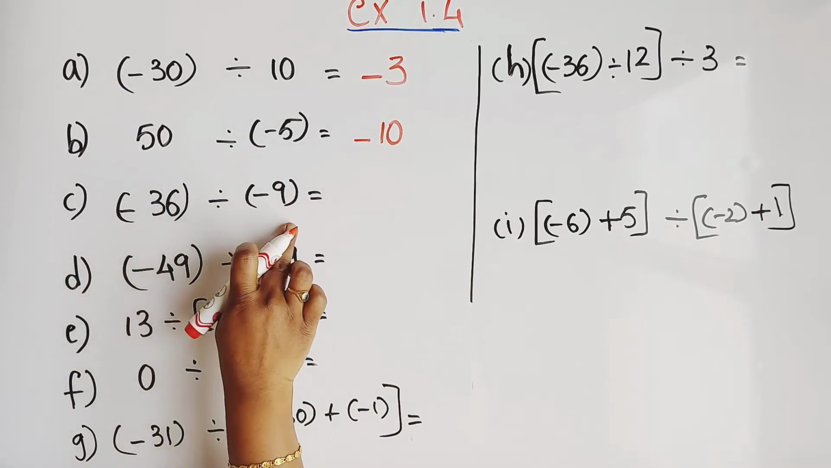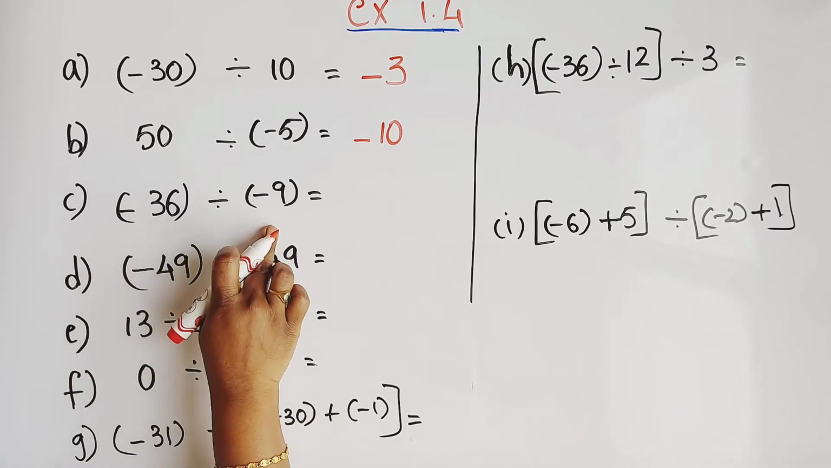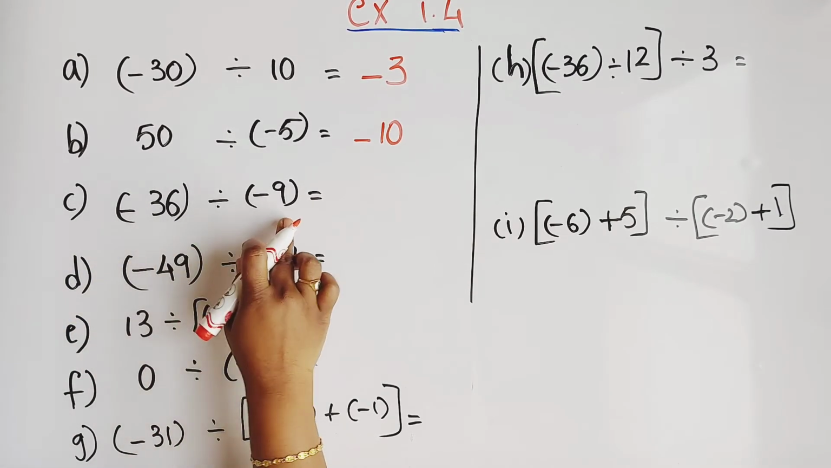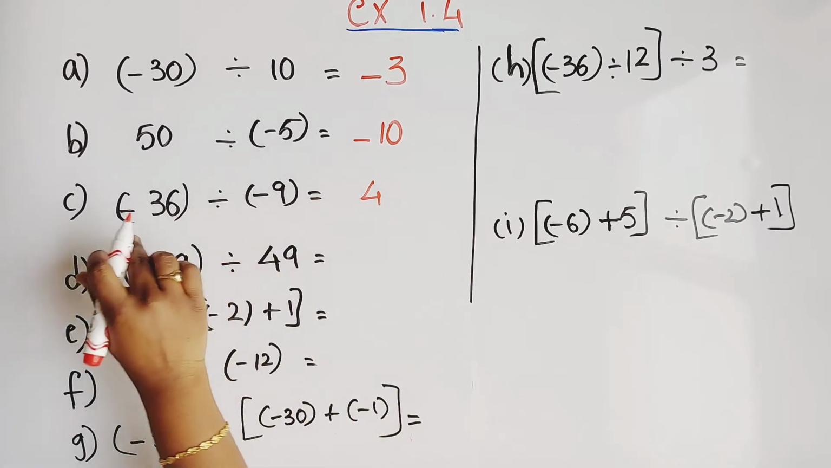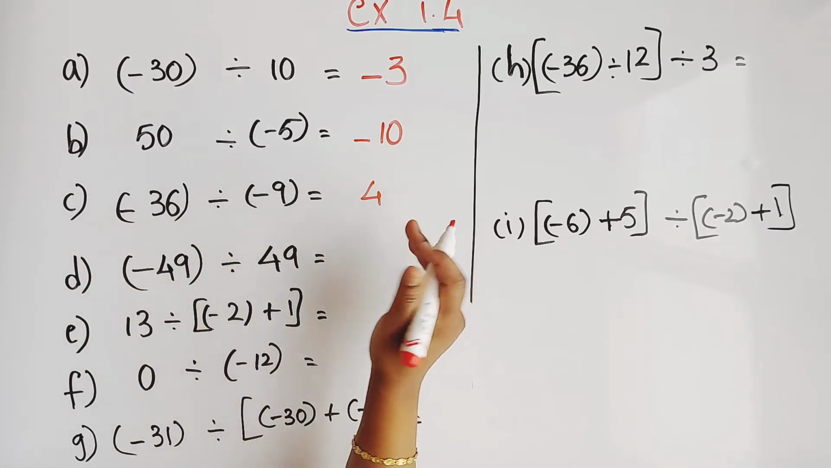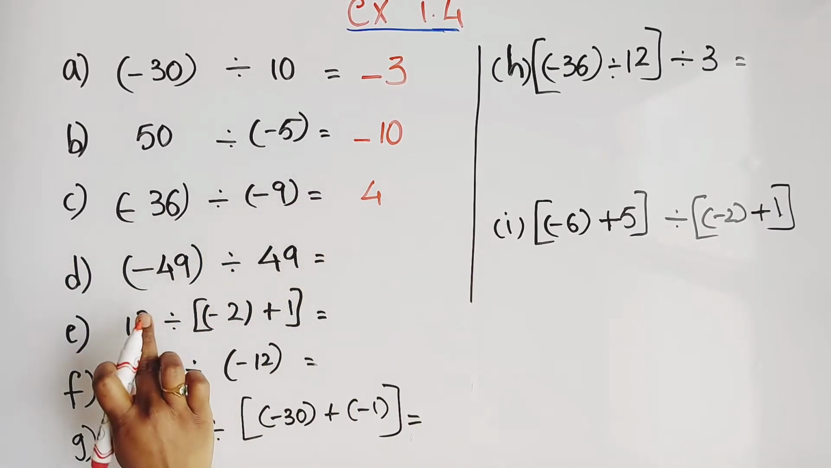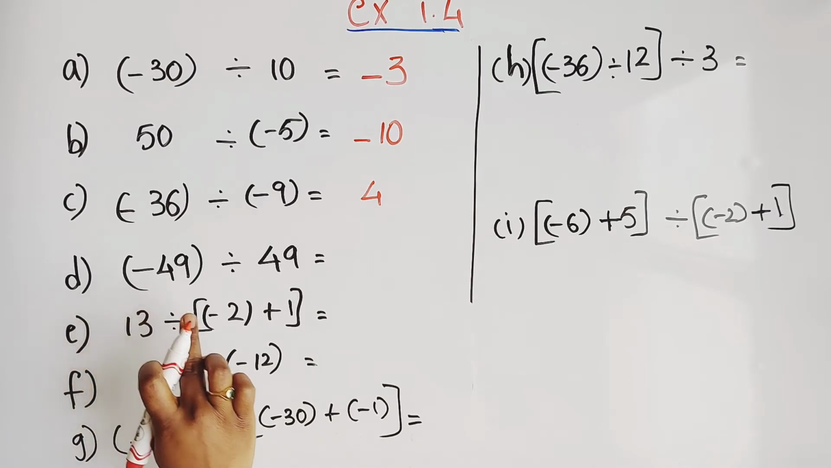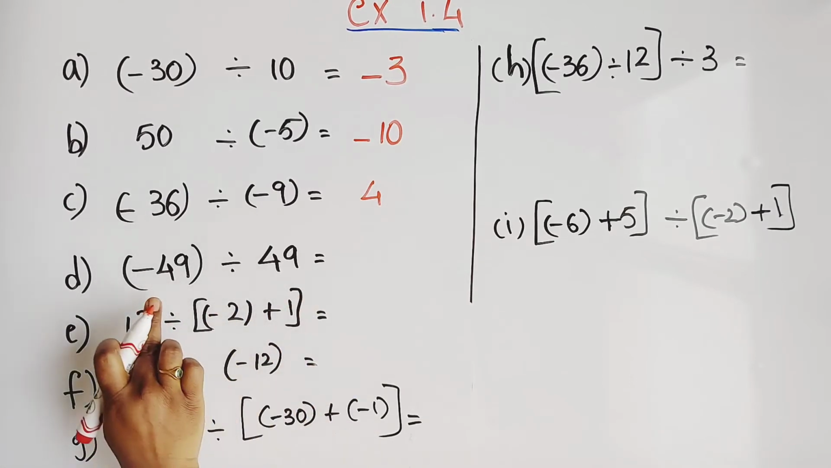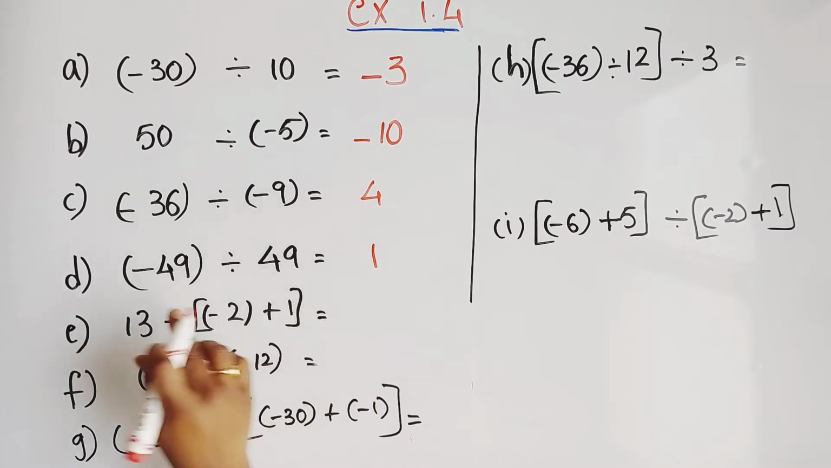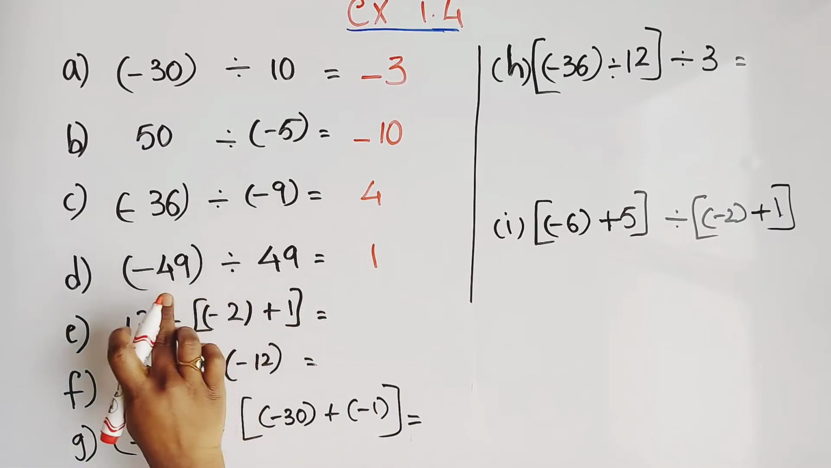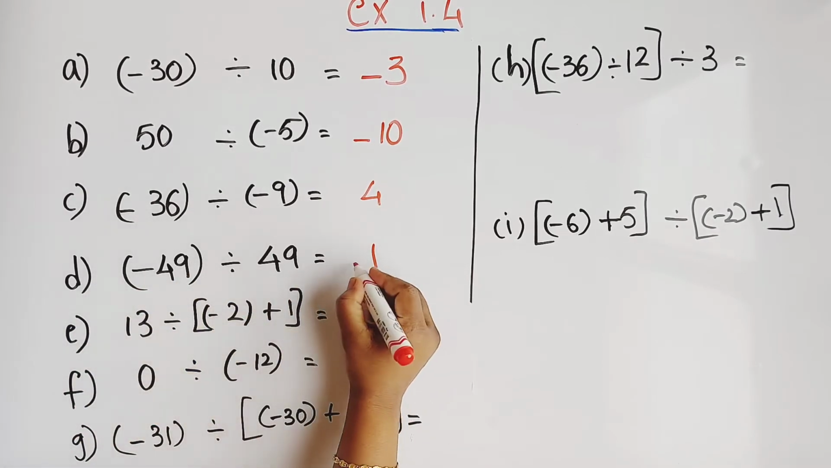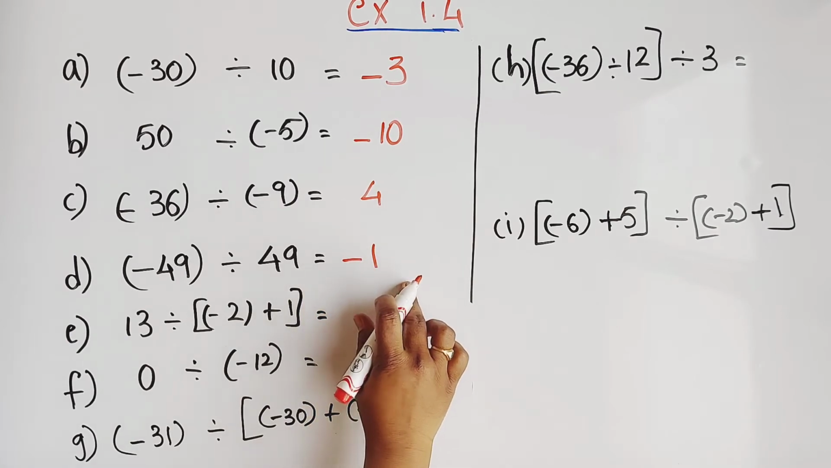Minus 36 divided by minus 9. Here both are negative numbers. 36 by 9, it is 4. Minus divided by minus is plus only. So answer is 4. Question D. Minus 49 divided by 49. 49 ones are 49. Minus divided by plus. We have already studied the basic rules. It is minus 1, children.